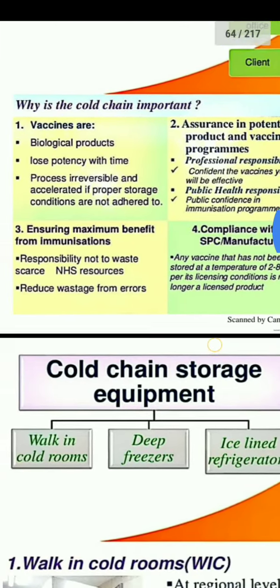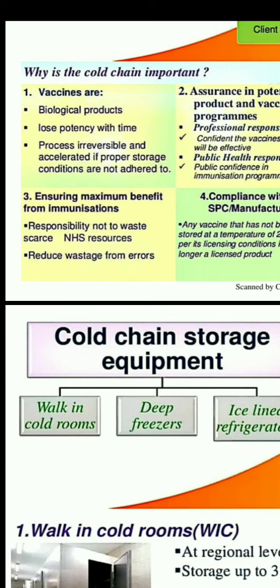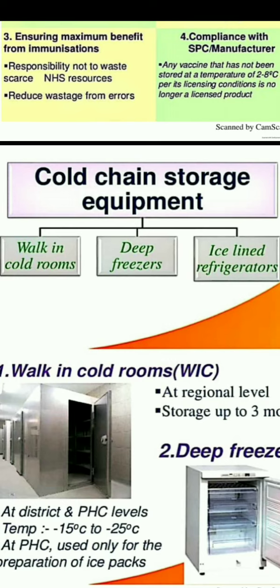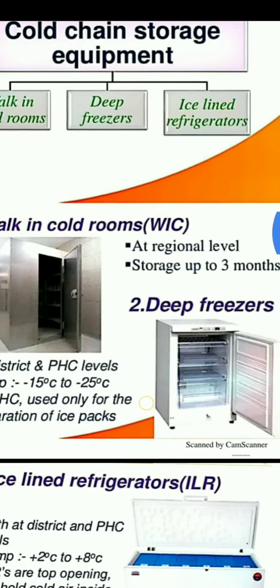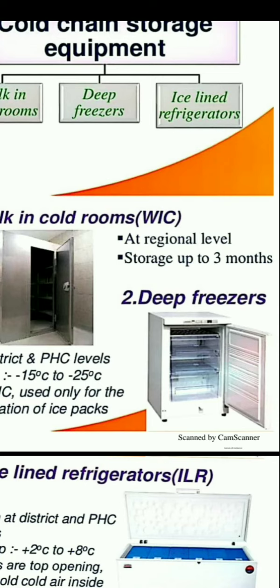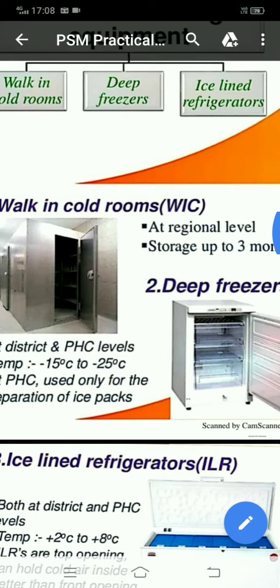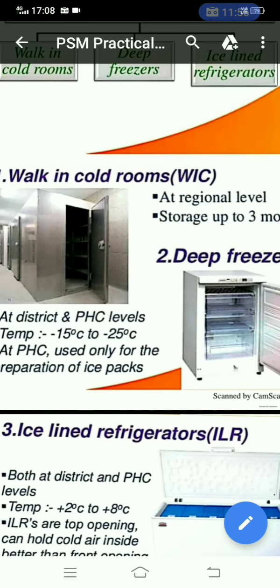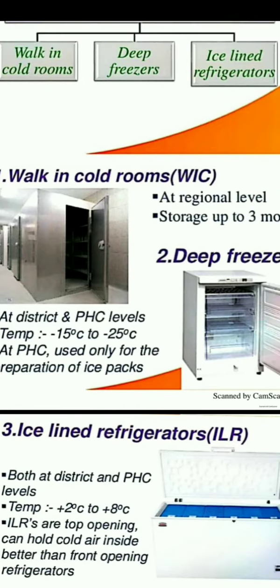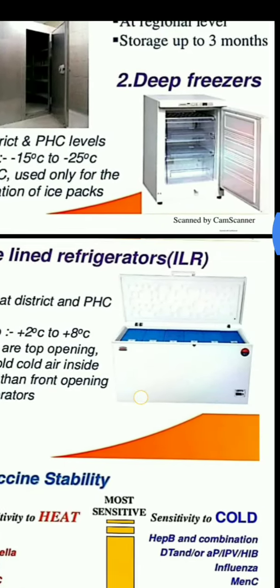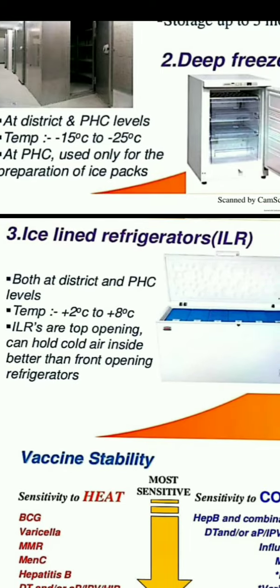Cold chain storage involves walk-in cold rooms, deep freezers, and ice-lined refrigerators. Walk-in cold rooms are present at regional level, and storage up to 3 months can be done. Deep freezers, as you can see, are at district and PHC level, temperature is minus 15 to minus 25 degrees centigrade. At PHC, they are used only for preparation of ice packs. Ice-lined refrigerators are at both district and PHC level, temperature is plus 2 to plus 8 degrees centigrade. An ice-lined refrigerator with top opening can hold the cold air inside better than front-opening refrigerators.